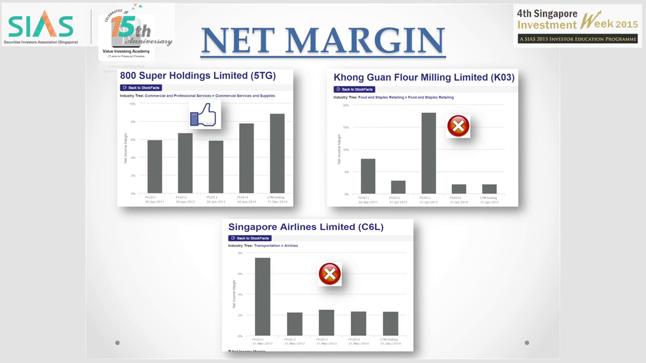You will see that on the screen, right, with the different companies. Yeah. Singapore Airlines might have a very good brand, but the margins are, I suppose, consistently low. Yeah, consistently low, consistently flat. As compared to, for example, 800 Super Holdings, you can see there's a slight dip right in the middle, but the chart is actually going up. Yes. And Khong Guan is up and down, so it's hard to predict.